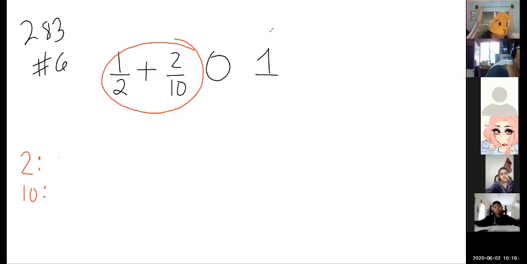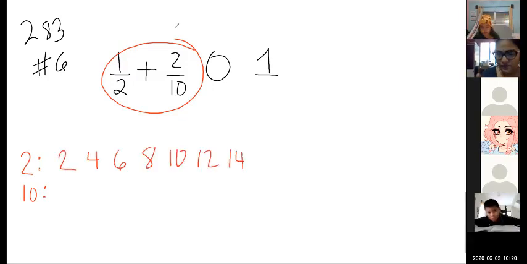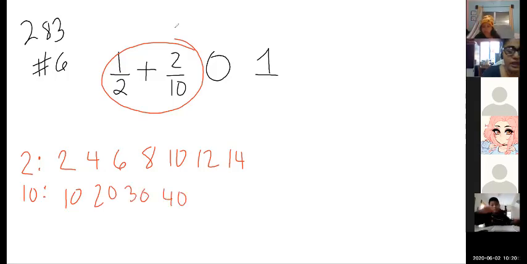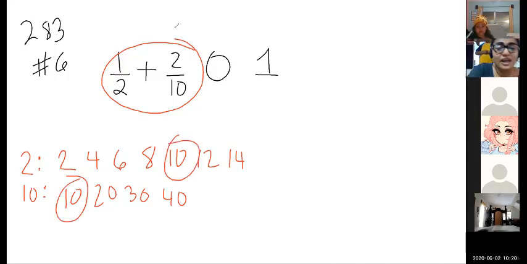2 times 1, 2. Okay, I'm going to stop here for a moment and now copy the table of 10. 10 times 1, 10, 20, 30, 40. Okay, now, do I have a common number in the table of 2 and 10? Yes, very good. I have a 10. I take this and this. My common number will be 10 in this case.